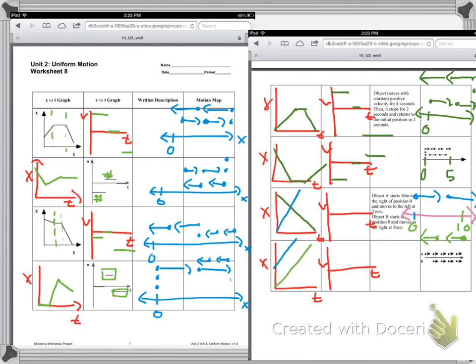The velocity time graph is going to be represented by them traveling at the same velocity, so their lines will actually be overlapped. So that is your solution video for your practice X versus T graphs.